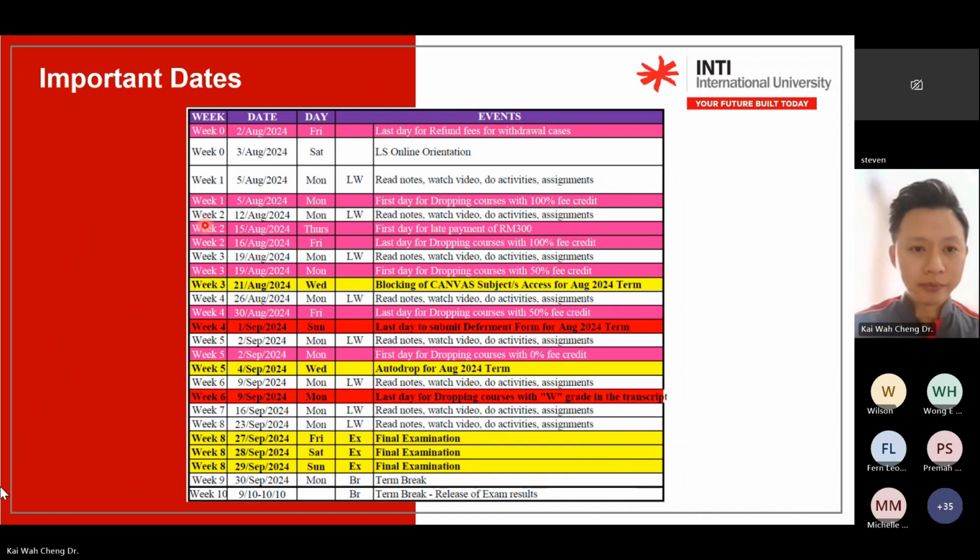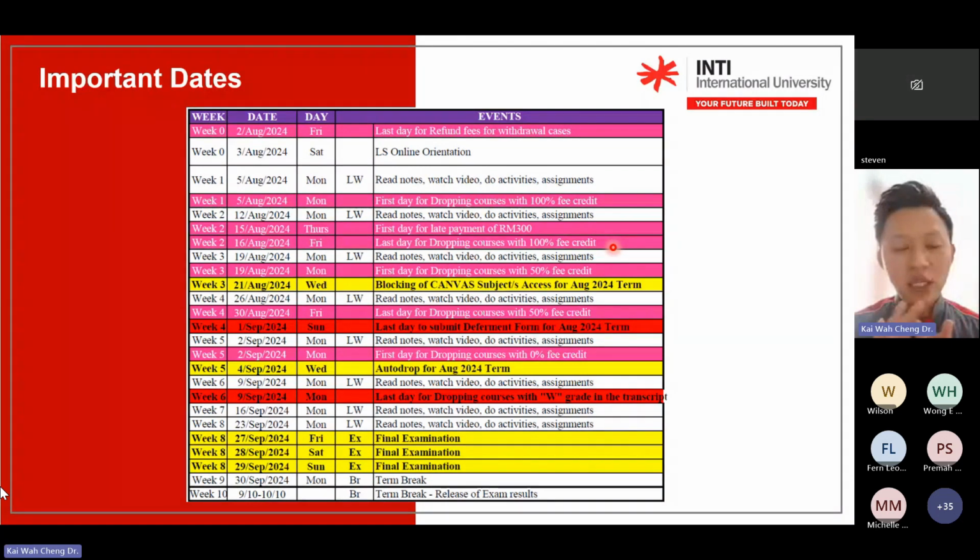When you proceed to week 2, first day for late payment of 300. So you can see there is a penalty here already. And then 16th of August, last day for dropping courses with 100% fees credit. So same thing as the previous row. And I would like to tell you, you need to complete your course enrollment procedure by the end of week 2.